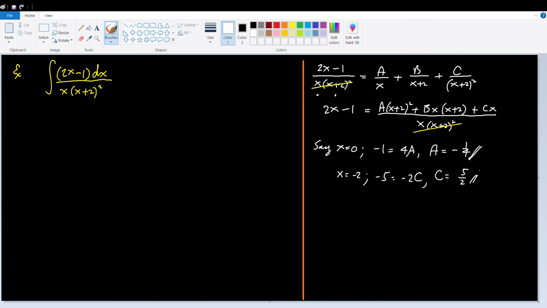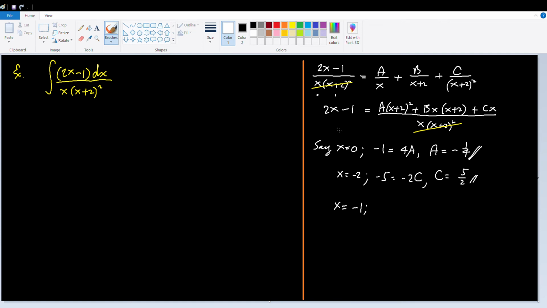Okay? Now, we still have to calculate for the value of b. And there will be no other value for x that will directly give us the value of b. So at this point, we can use any value to solve for b. We substitute x equal to, say, negative 1.